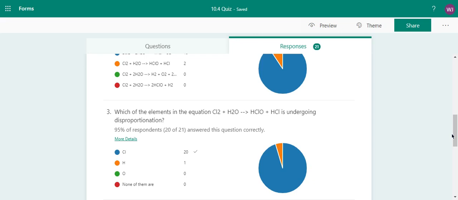One of you put hydrogen. So the hydrogen on the left-hand side in water, that's +1. In HClO, it's also +1, and in HCl, it's also +1. So it's remained the same oxidation state throughout.